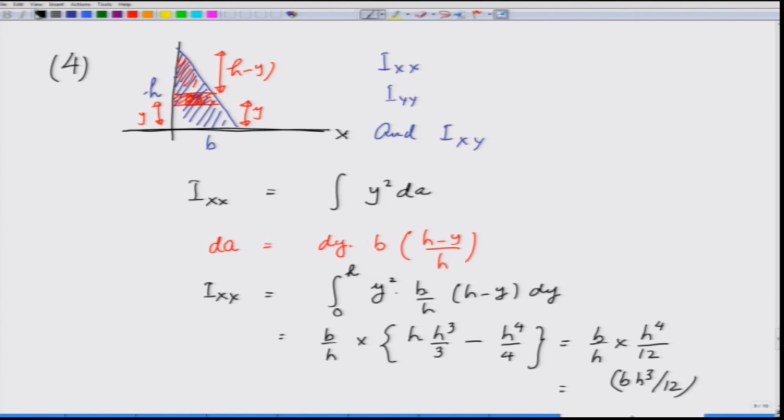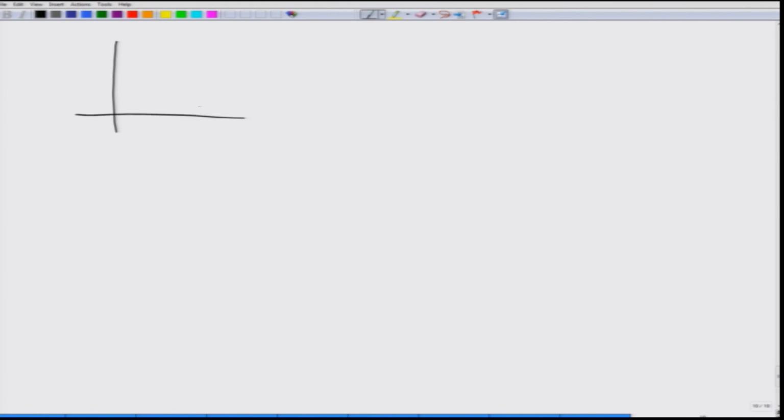The same calculation can be repeated for the calculation about the y axis, except in this case we will take the area to be like this, and I will leave that exercise for you to show that I_yy would beautifully come out to be h b cubed over 12. It is exactly the same exercise.